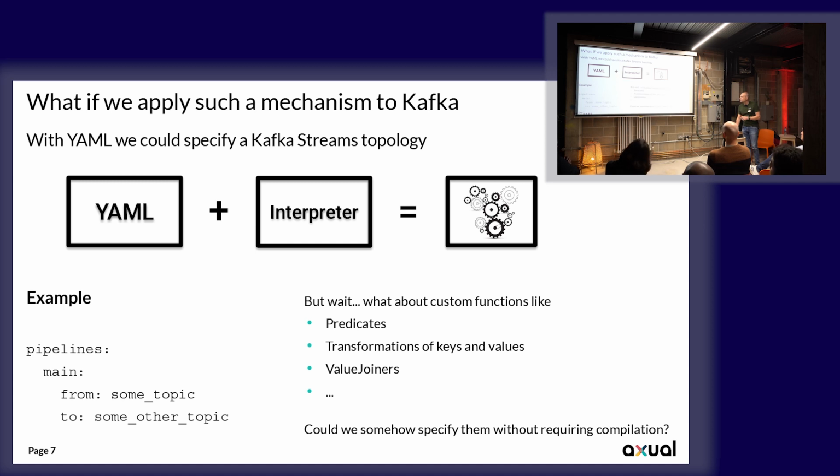Kafka Streams has a lot of functions that you can inject. Predicates for filtering things. You can do transformations of key and values on Kafka. You can join values, merge streams and tables. So could we somehow specify these in YAML without requiring compilation? So we started an investigation.